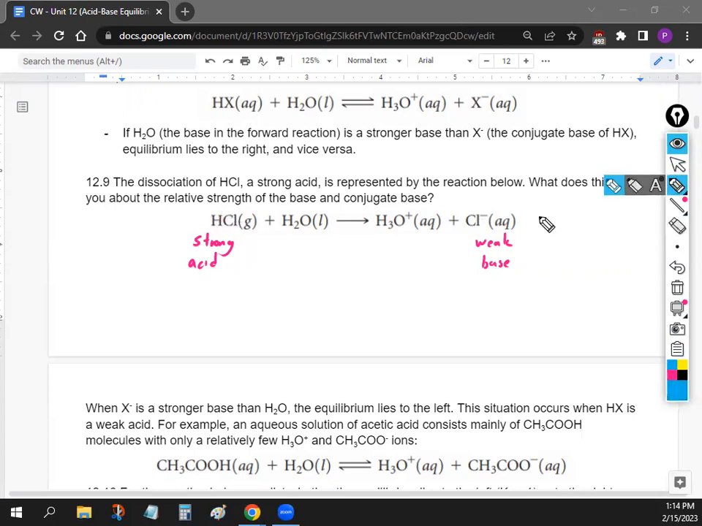All right, anyway. Let's talk about the relative strength of the conjugate base. So this is the conjugate, right? Sorry, I should have written weak conjugate base. Which compound here is the base? H2O. H2O is the base. So we've got the base and we've got Cl minus, which is a weak conjugate base. Let's talk about the relative strength. Which one do you think is a stronger base?